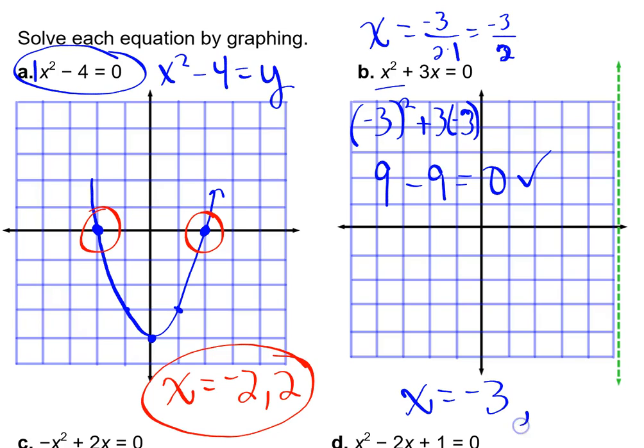And the other place it looked like it crossed was at 0. So if I plug in a 0 to this original equation, I get 0 squared is 0 plus 3 times 0. Does that equal 0? And it does. So my two solutions are -3 and 0.